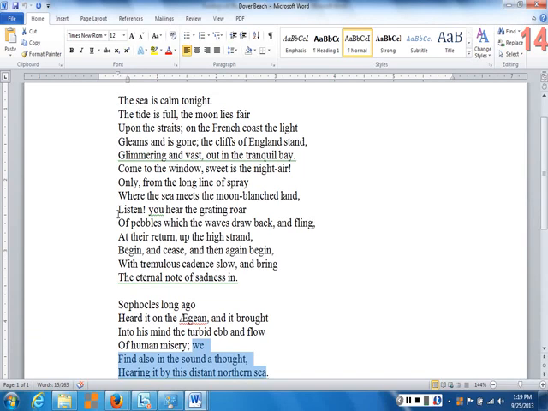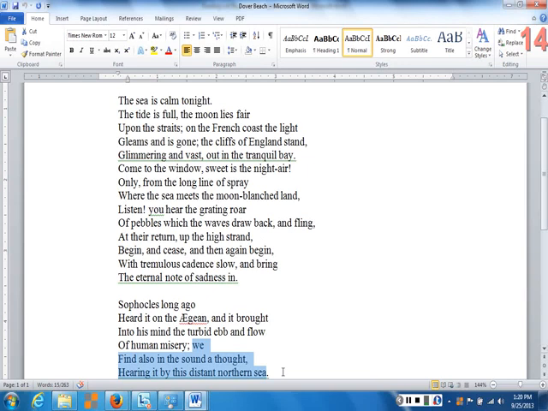Well, we can follow this so far. We know that the speaker has introduced the subject of the surrounding landscape, the sea and the cliffs and so on. He has now introduced the subject of sadness, along with the sadness of human misery, and now he seems to be introducing a third subject, which is this thought, whatever this thought is.